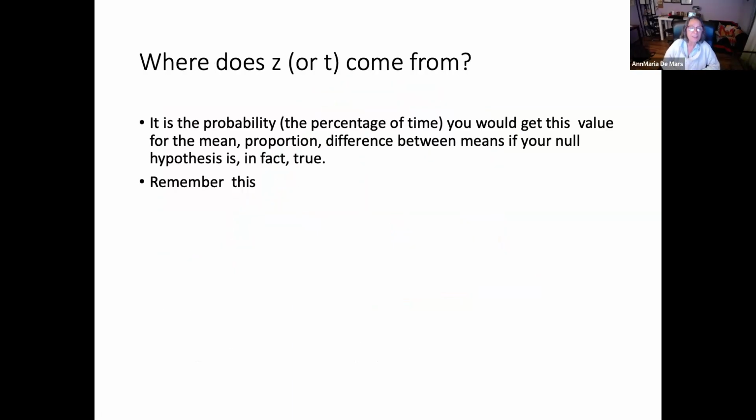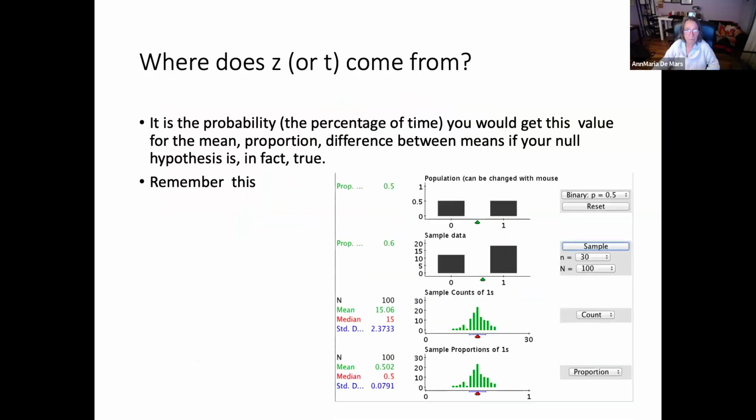Speaking of Z and T, where does that come from? It's the probability that you would get this value for the mean or proportion or difference between means if your null hypothesis is in fact true. Let's say, and I will post this, we can do some simulations, that the population is actually evenly divided, boys and girls. What's our probability? How many times are we going to get a proportion of 0.6 if this is in fact true?